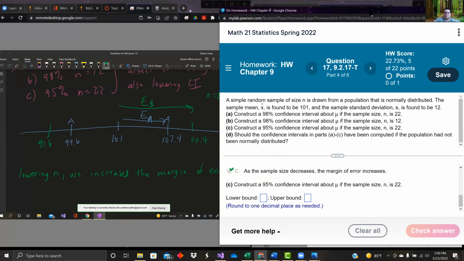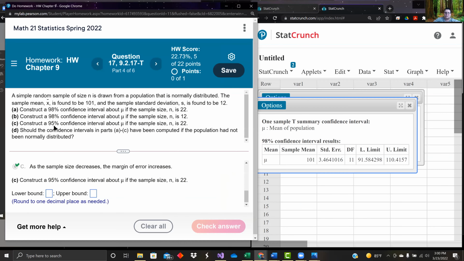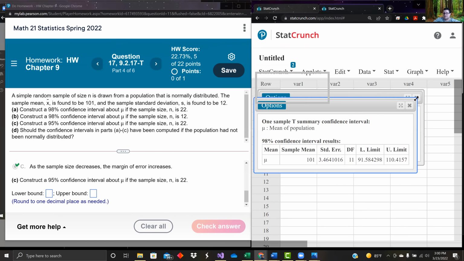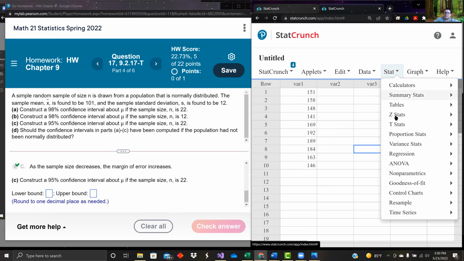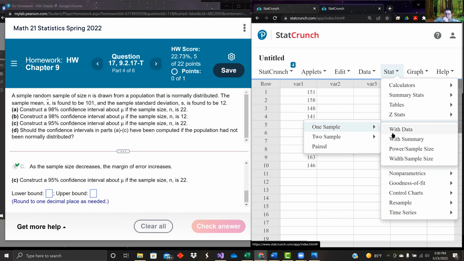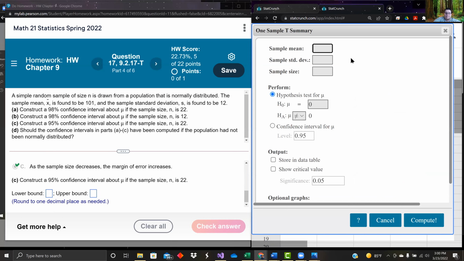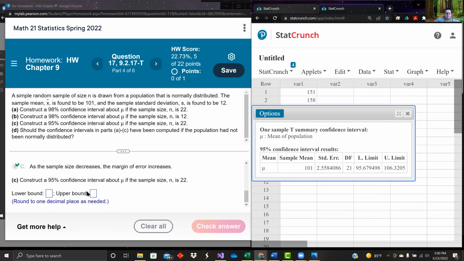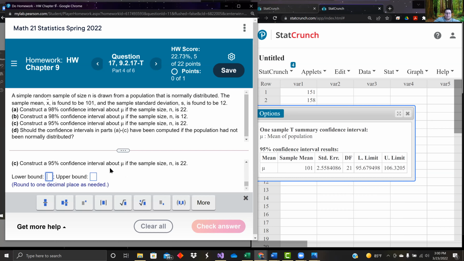And now we're going to do the same thing, but now our confidence level goes down. So I'll close those. Stat, T stats, one sample with summary. I'm entering the same stuff. We got 101, we got 12. Sample size is back to 22. Confidence level is 0.95, and that's the default, so I can leave that alone. And I'll click compute. And I get the lower limit is 95.7.